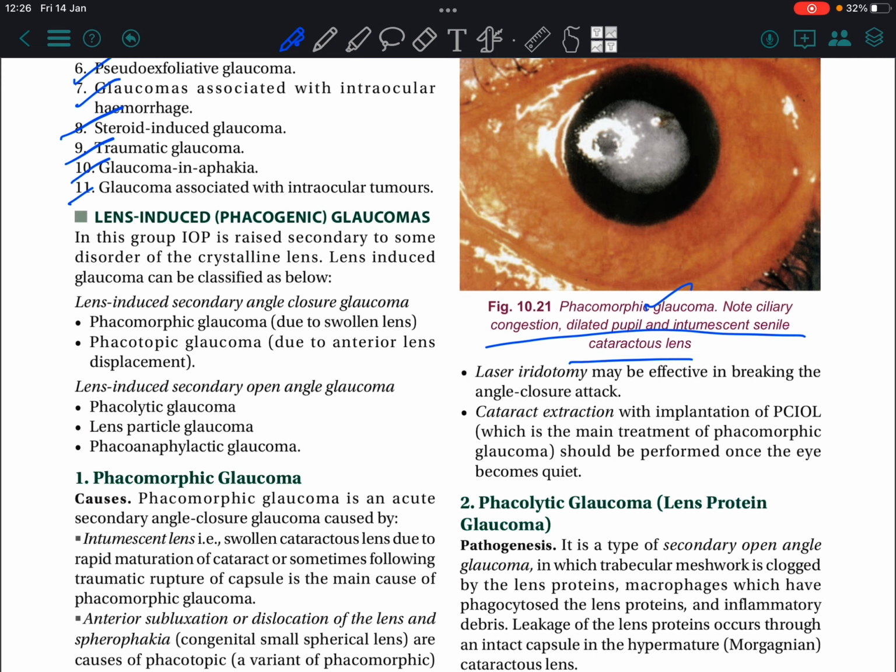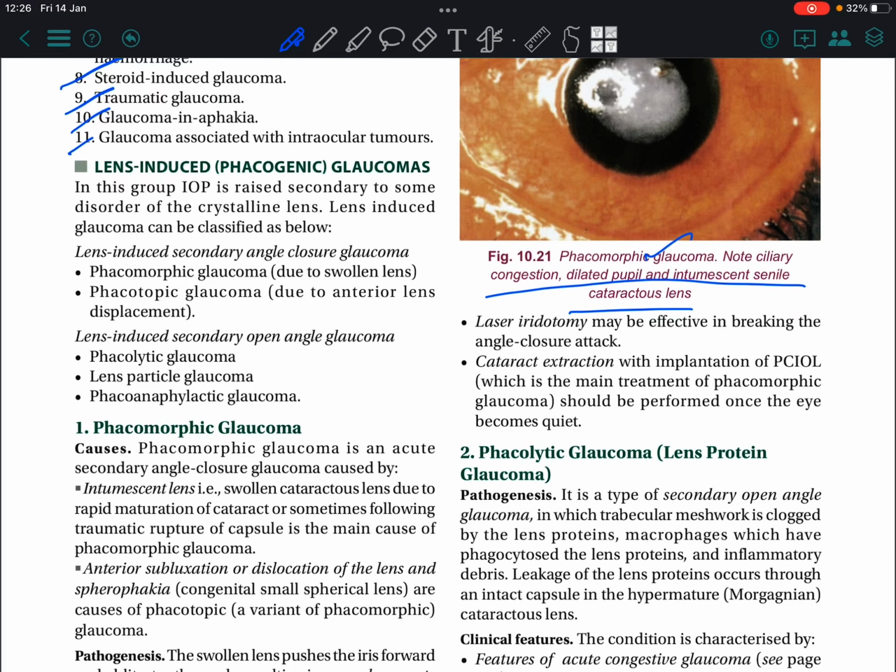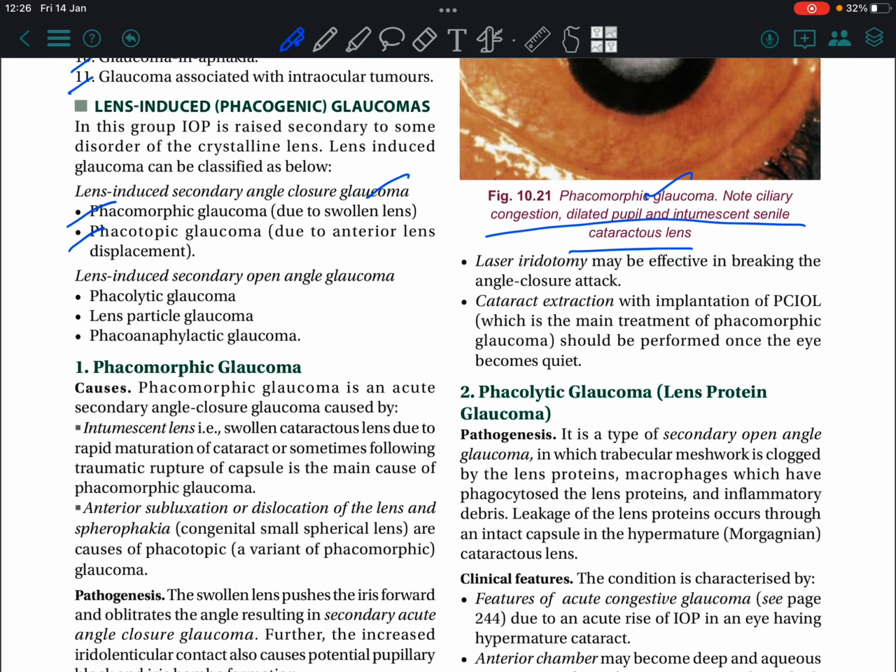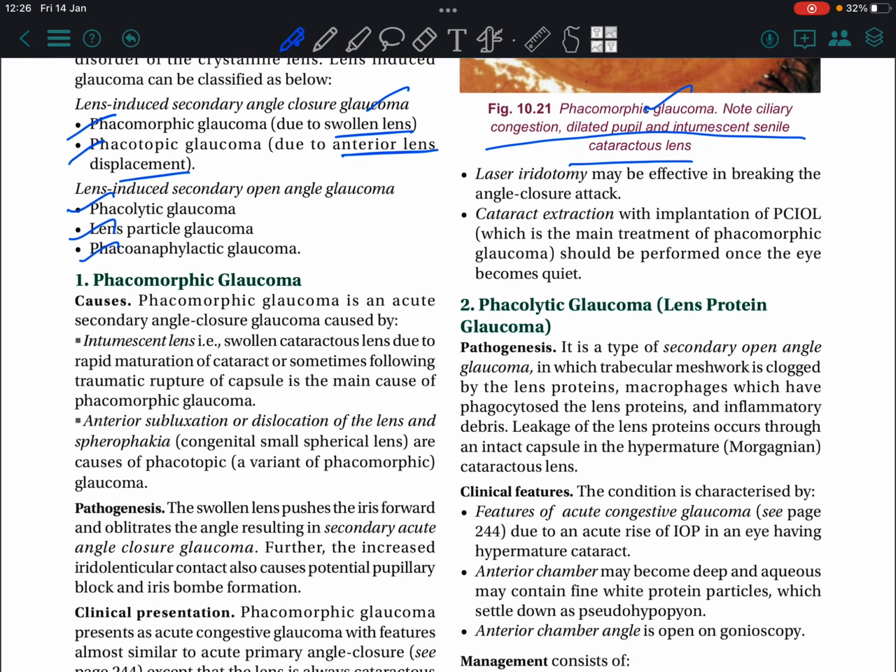Lens-induced, phacogenic glaucoma. Lens-induced secondary angle-closure glaucoma: phacomorphic glaucoma, phacotopic glaucoma. Phacomorphic is a swollen lens; phacotopic is anterior lens displacement. Lens-induced secondary open-angle glaucoma: phacolytic glaucoma, lens particle glaucoma, phacoanaphylactic glaucoma, etc.